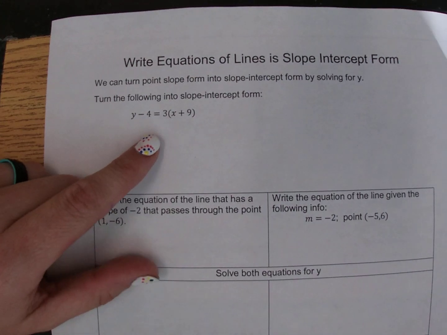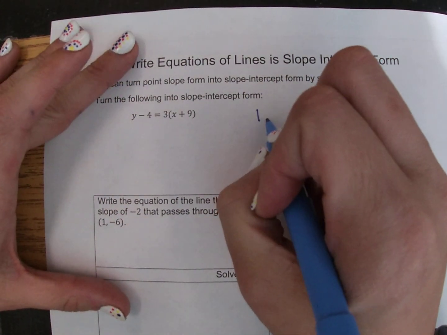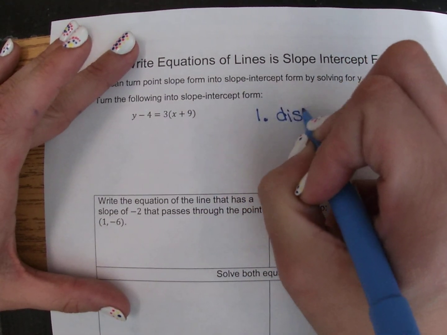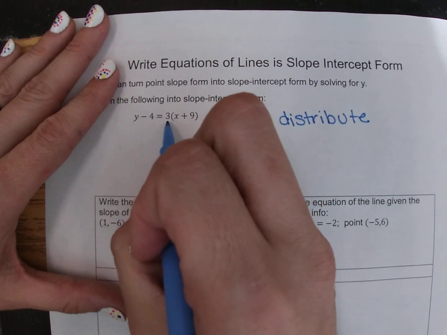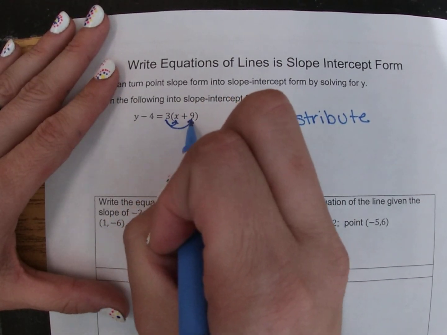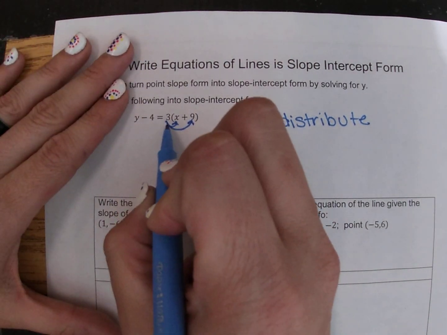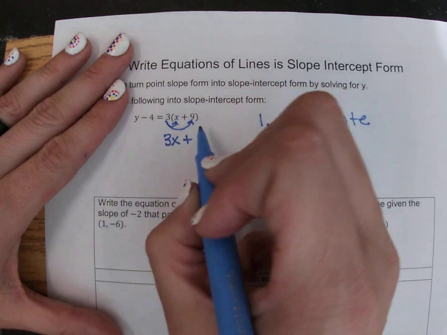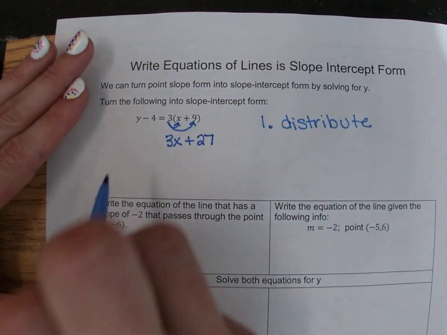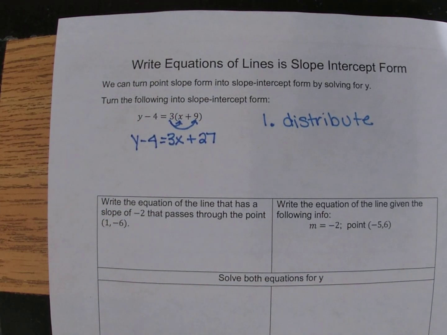To solve this for y, one of the first things that jumps out at us is that we see parentheses, so it'd be a good idea to distribute. We're going to take the 3 sitting in front of the parentheses and pass it out to both numbers inside the parentheses. When we distribute, we multiply. So 3 times x gives us 3x, and 3 times 9 gives us 27. We still have y minus 4 on the other side.